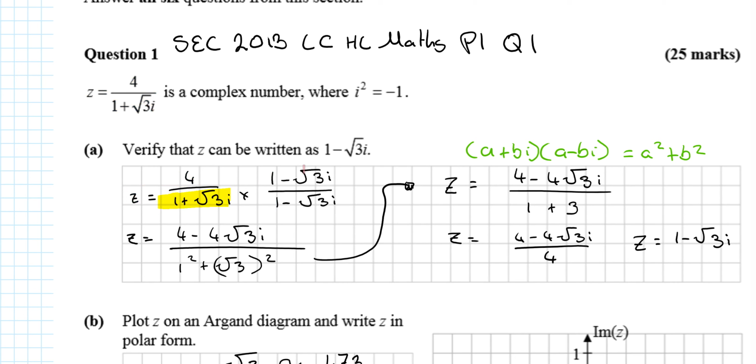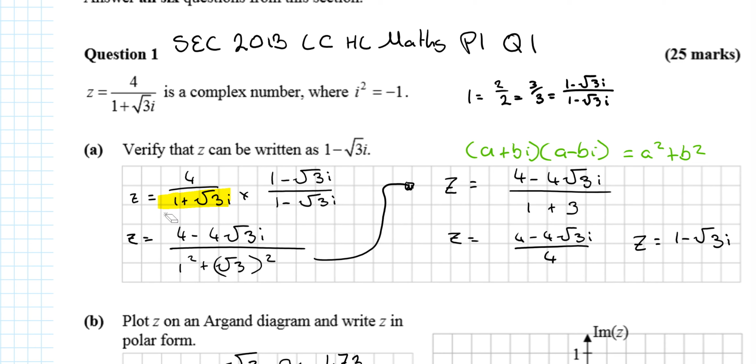So I'm going to multiply top and bottom by the conjugate of the bottom. And the reason I'm allowed to do that is because I'm effectively just multiplying by the number 1. 1 can be written as anything over itself. Minus root 3i all over 1 minus square root 3i. Okay, so I'm really just multiplying by the number 1.